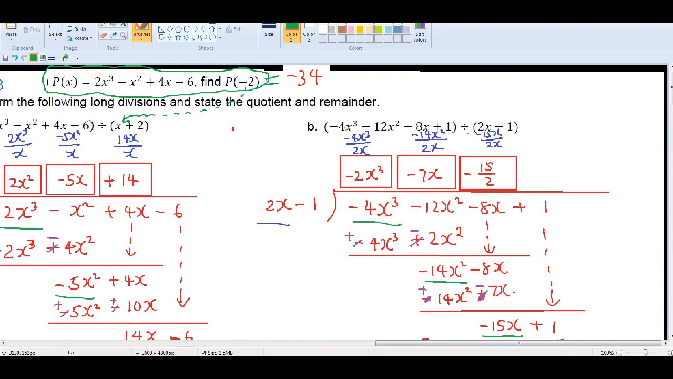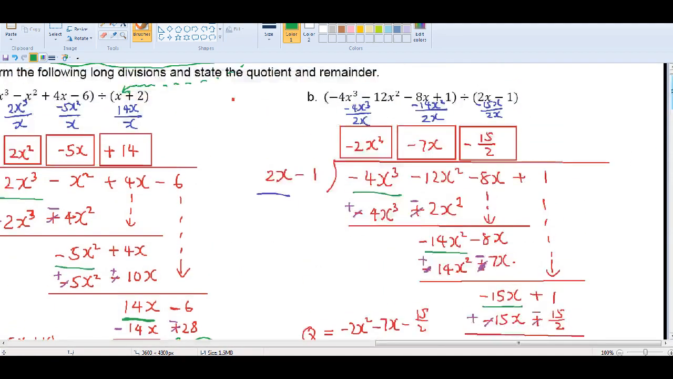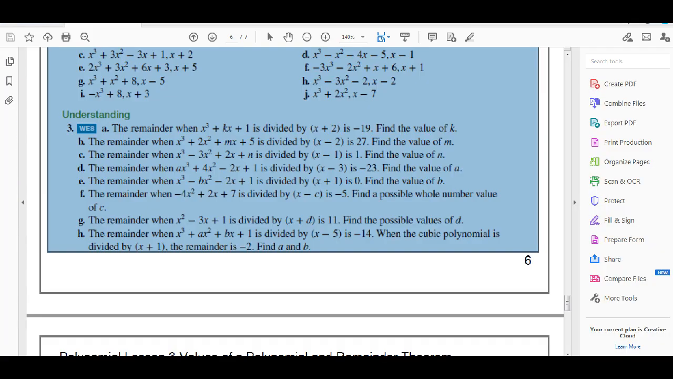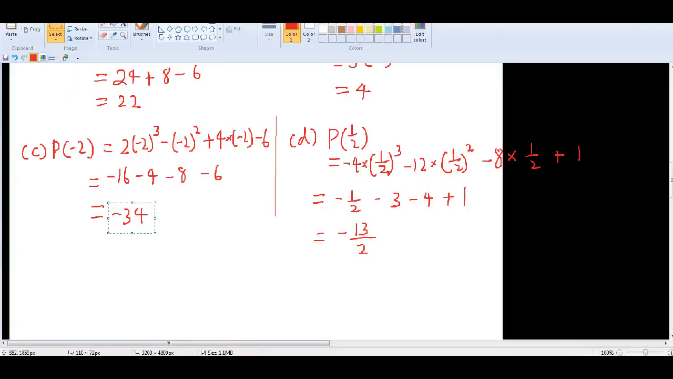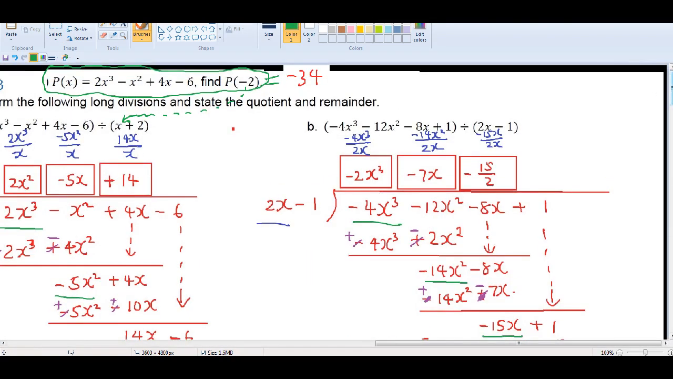Even the last one, the remainder is a fraction, minus 13 divided by 2. The polynomial is a cubic polynomial again, and the divisor is 2x minus 1. So what do we do for this one? That's our part D, which we have just finished.